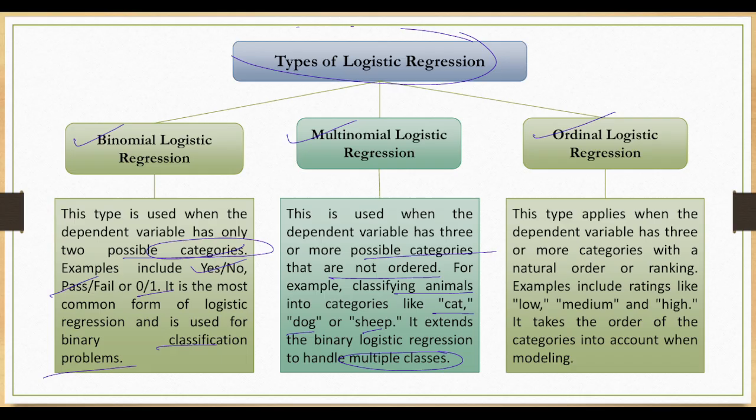And the next one is ordinal logistic regression. This type applies when the dependent variable has three or more categories with a natural order or ranking. So in case of ordinal, we categorize into an order, that is, we rank something. For example, as we know, low, medium, high. So this is the rank, and in this case we apply ordinal logistic regression. It takes the order of the categories into account when modeling. As here the order is important, when we categorize, it takes the order.